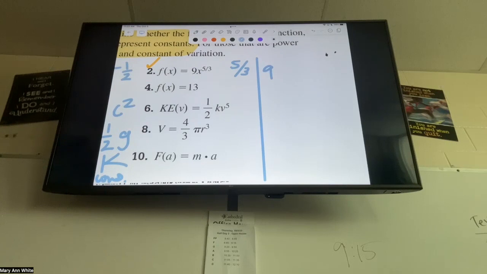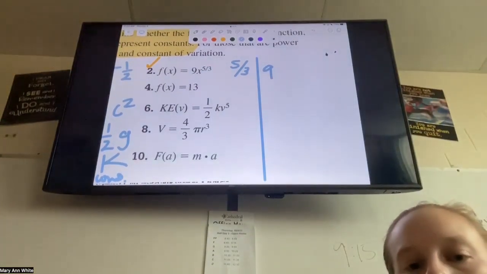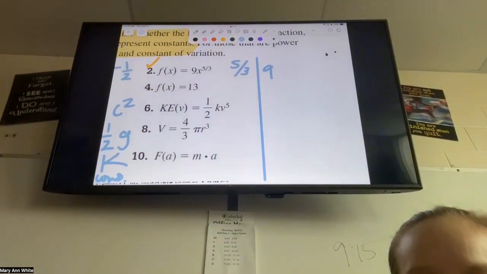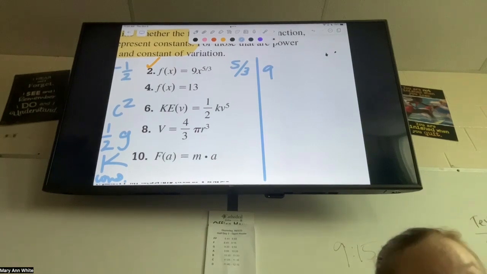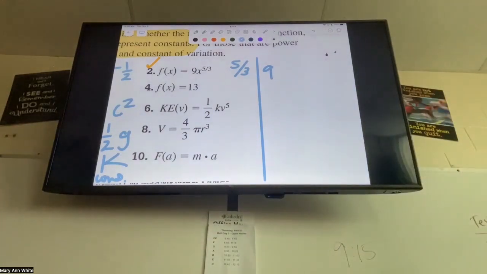I don't remember how I labeled number 4. What do you guys think for number 4? I hear some no's. Let me see. Did I decide it was a yes or no? Ooh. I decided it was a yes. Why do you think I wrote yes for this one? Not a power of 1, a power of, you don't see it, power of 0. So I'd say a power of 0 and a constant of 13.